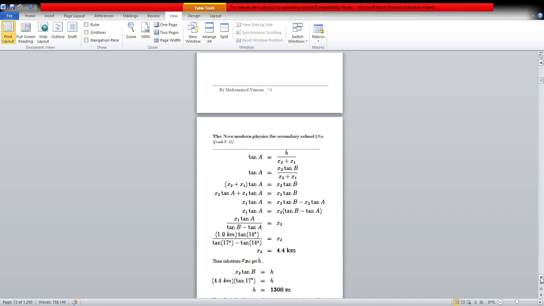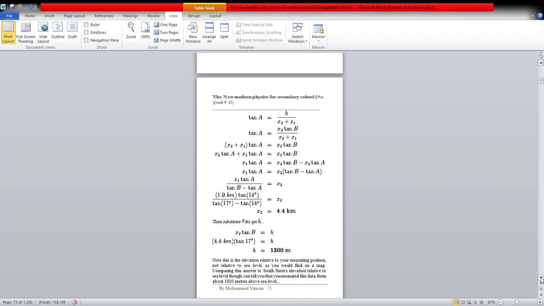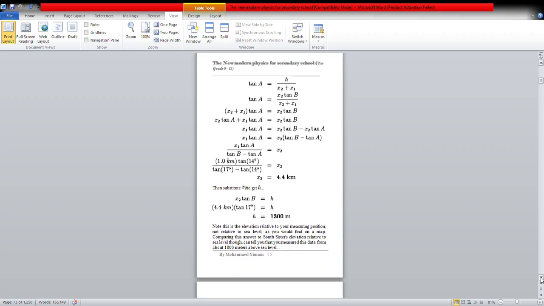x2 tan A plus x1 tan A is equal to x2 tan B. x1 tan A is equal to x2 tan B minus x2 tan A. x1 tan A is equal to x2 times (tan B minus tan A). Therefore, x1 tan A divided by (tan B minus tan A) is equal to x2. By substituting their values, 1.0 kilometer times tan 14 degrees over (tan 70 degrees minus tan 14 degrees) is equal to x2. Therefore, x2 is equal to 4.4 kilometers.